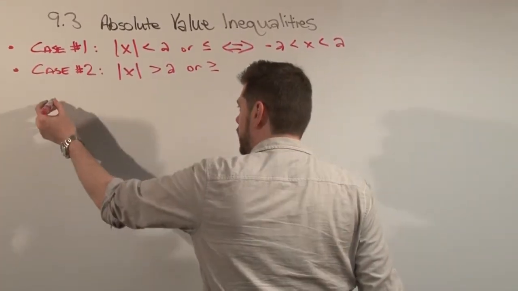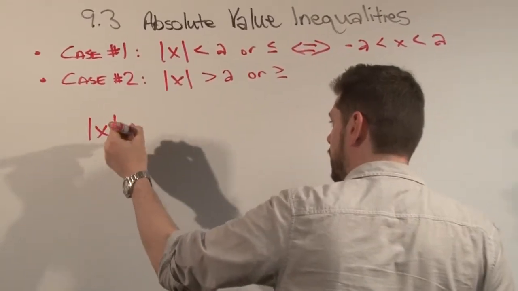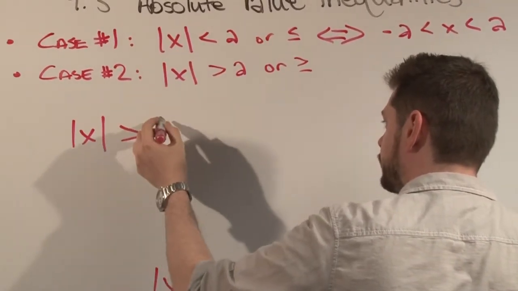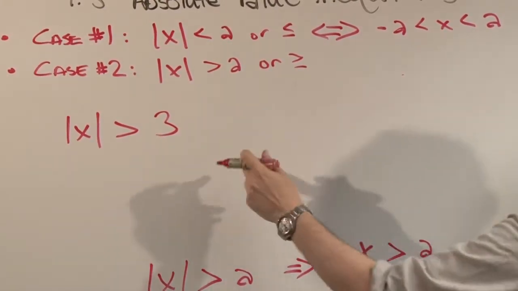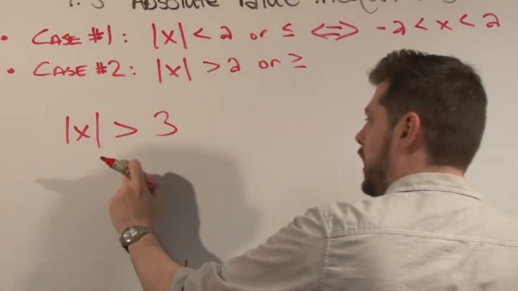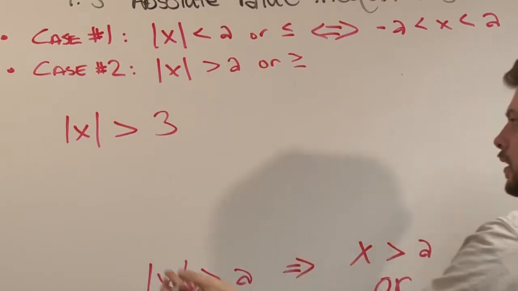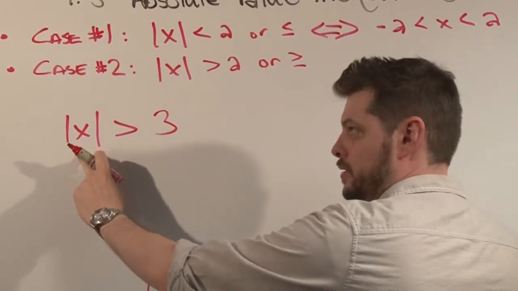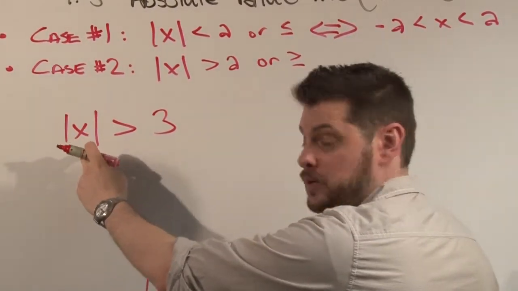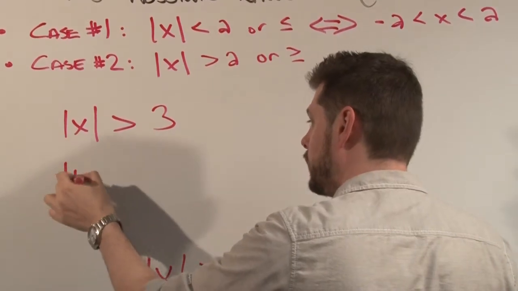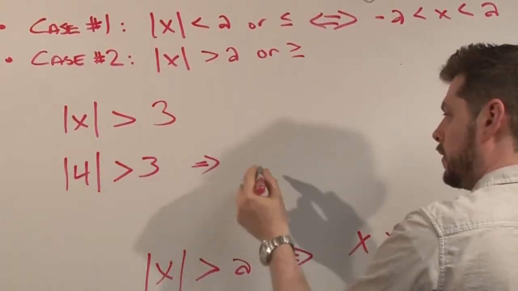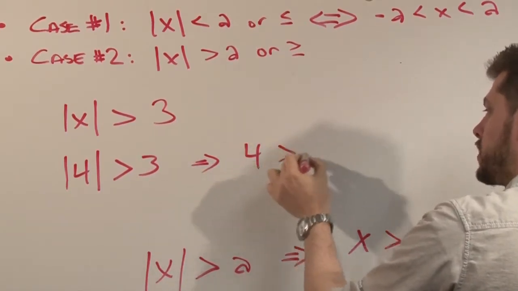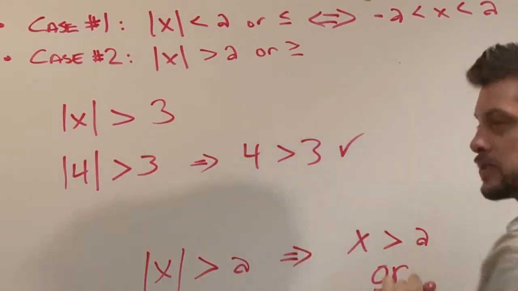Let's take the absolute value of x being greater than 3. All right? 3 has been our number today. So what numbers satisfy this inequality? Well, clearly positive numbers that are greater than 3, when I put them in here, like the absolute value of 4 is greater than 3. Well, that's clearly 4, and 4 is clearly greater than 3, so that's right.